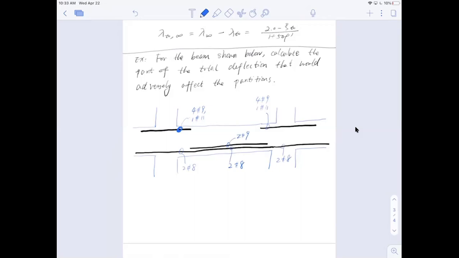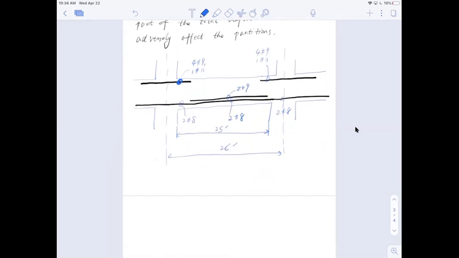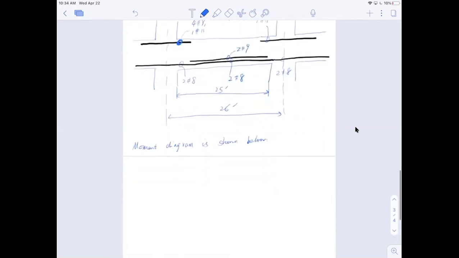In the dimension, the clear span length from inside is 25 feet, and from center to center, 26 feet. On top of that, it already gives you a moment diagram. The moment diagram is shown below, so let's show the moment diagram.